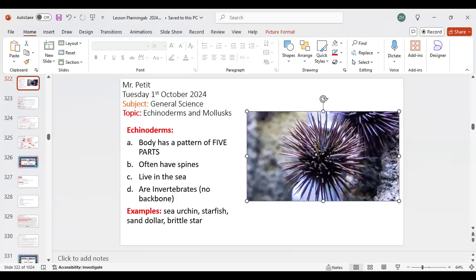Yes, Mr. Petit, I almost stepped on one before. Mr. Petit, is this the same as the sea egg? I'm not familiar with the sea egg. Sea egg? Never heard of that before. Maybe only Jamaicans call it that.